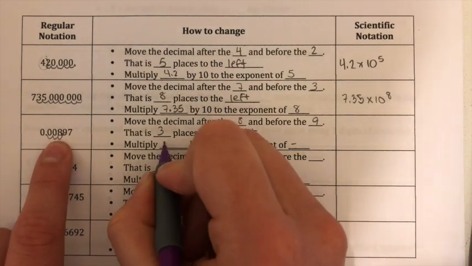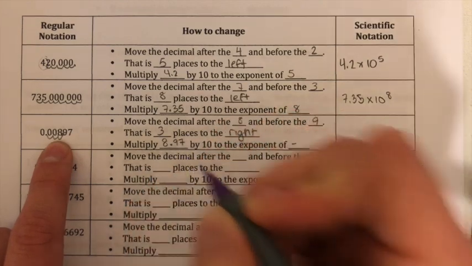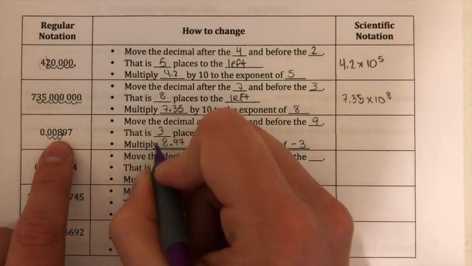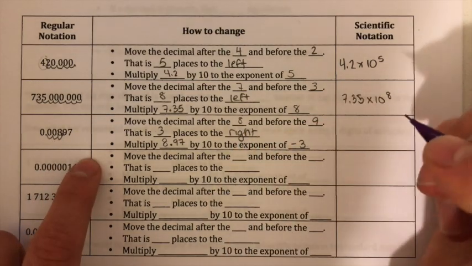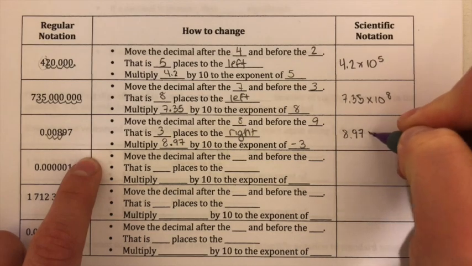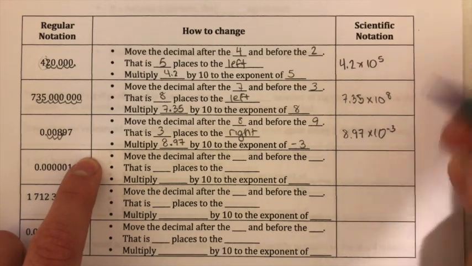So now we have 8.97 times 10 to the exponent of negative 3, because we moved 3 places, and it's negative because we moved it to the right. So this now is 8.97 times 10 to the negative 3.